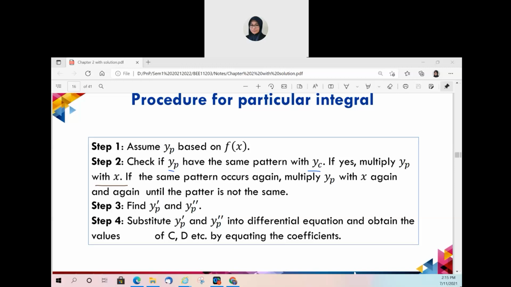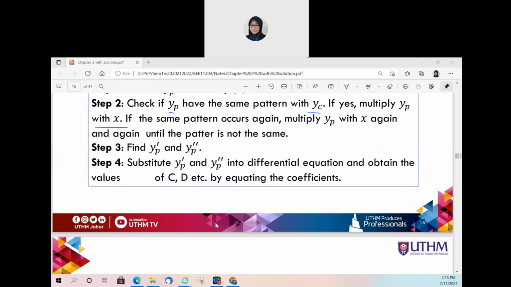Once you get the yp, you have to find yp prime and yp double prime. Then you substitute yp, yp prime and yp double prime into the equation, to get the constants C and D, E or F, but not A and B. A and B, you can find once you are given the initial condition.